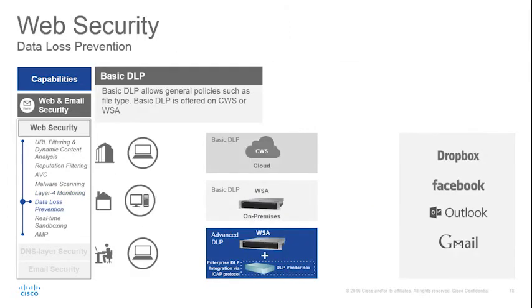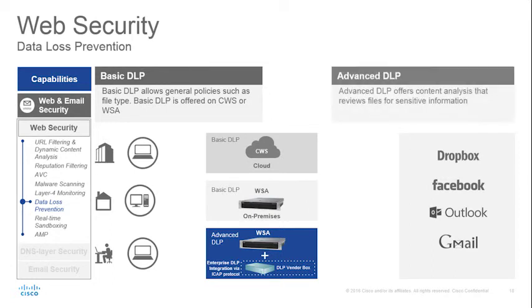Cisco Web Security offers 2 levels of data loss prevention, DLP. First, Cisco offers basic data loss prevention on premises with WSA or in the cloud with CWS. Basic DLP allows the customer to create general rules, such as blocking any Excel files, or something more specific, such as don't allow financial earnings to be uploaded to the web zone category. The customer can also create rules based on context, who it is and where it's going, as well as what it is, like file date, file type, and file size.